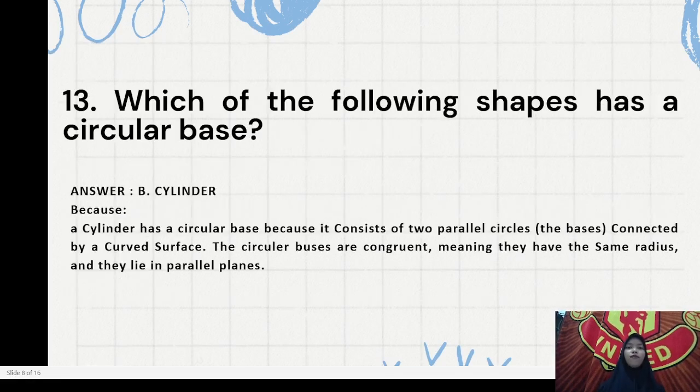13. Which of the following shapes has a circular base? Answer B. Cylinder. Because a cylinder has a circular base, as it consists of two parallel figures, the bases, connected by a curved surface. The circular bases are congruent, meaning they have the same radius and they lie in parallel planes.